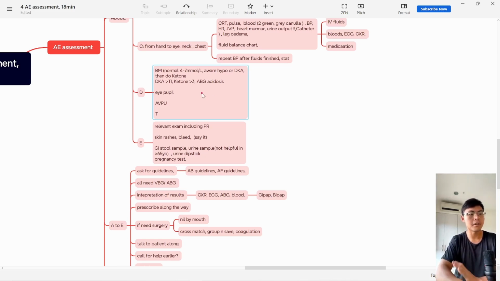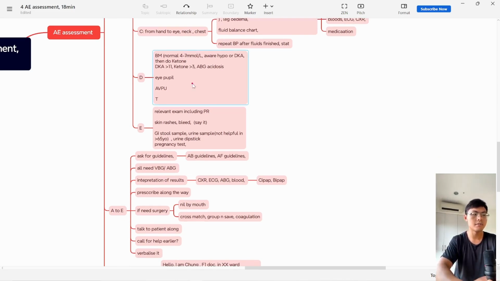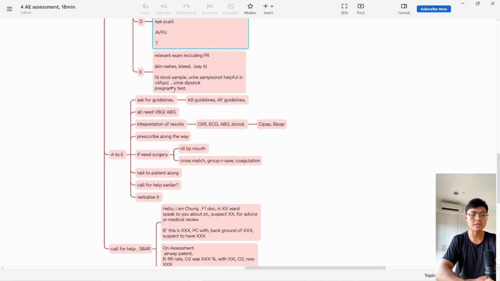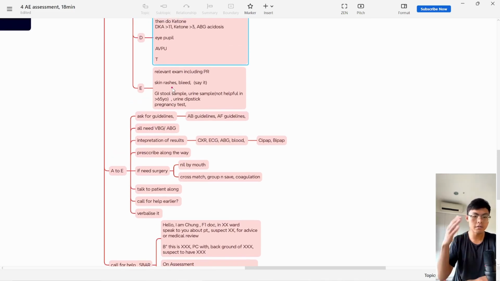So ketone is more than 3, and then you double check the ABG that you have done previously, whether it's acidosis or not. The pupils, like shine a bright light into the eyes, temperature. APO, you don't really need to do it, like whether the patient is alert or not, because you'll be talking to the patient alongside. So if they suddenly lose consciousness, then you'll probably catch it.